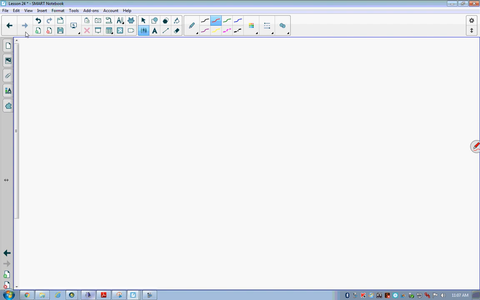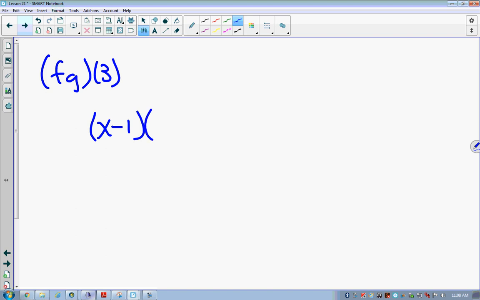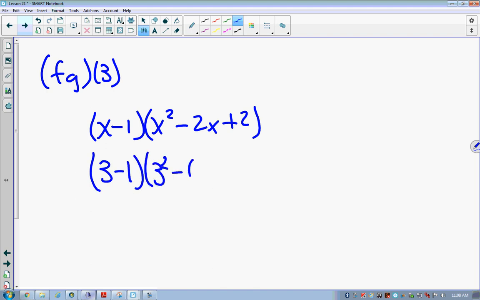This says f times g of 3. So you can solve this algebraically or numerically. f is x minus 1, g is x squared minus 2x plus 2. Solving algebraically, I would go ahead and FOIL that through, and after I've simplified it as far as I can get, I would plug 3 into it. Solving numerically, I would do 3 minus 1 times 3 squared minus 2 times 3 plus 2.